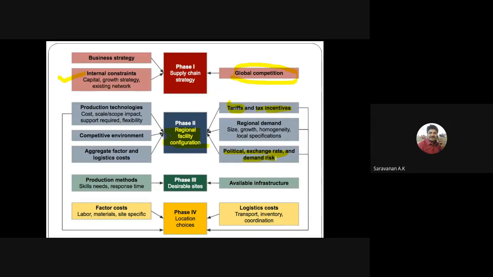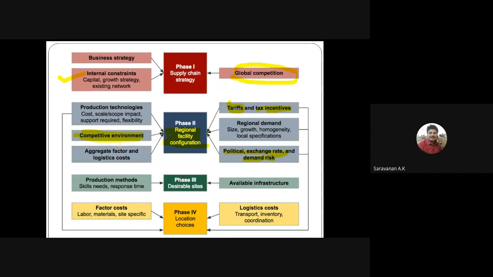Then the competitive environment. Whether we can survive in the market or not. How the environment will be, how the demand will be in a particular area, or whether the place is very suitable for inventory storage, transportation, and aggregating logistics. Those terms we have to see. These are the major terms in phase two, the regional facility configurations.